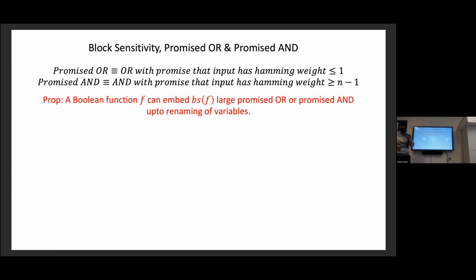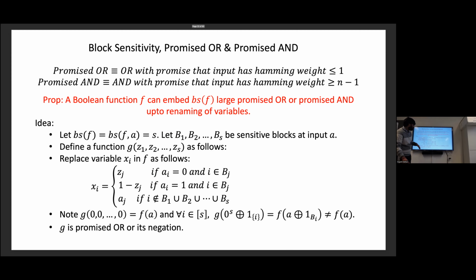So this is just a substructure of an AND function. What we have seen is that if the block sensitivity of some function is large, then it essentially tells us that we can embed a large promise OR or promise AND in our function. This is just associating a variable with each block, and then you can transform your function into a function which looks like promise OR or promise AND by renaming the variables.